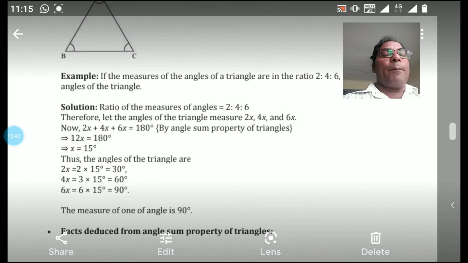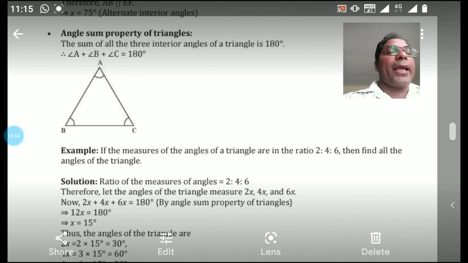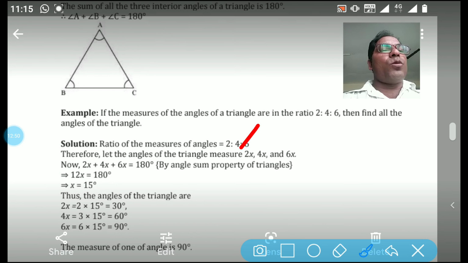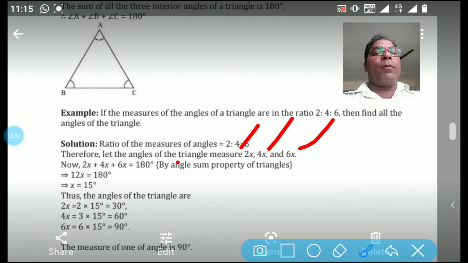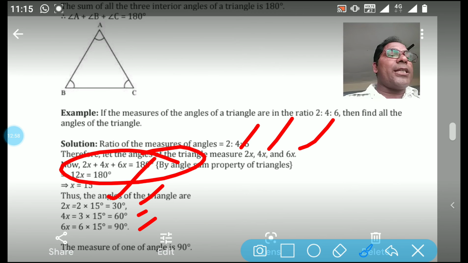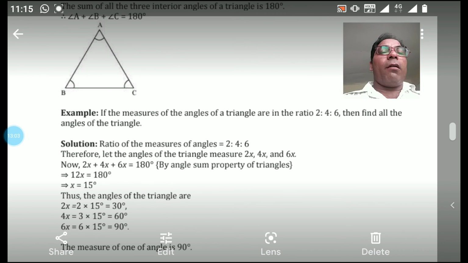So here one example also is given. If the measures of the angles of a triangle are in the ratio, then find all the angles. Ratios are given. These ratios we can take as 2x, 4x and 6x. And by using this property we can find out the value of x, and then we can make these angles clear. Okay, so this is a way to find out the angles if angles are given in ratio form.